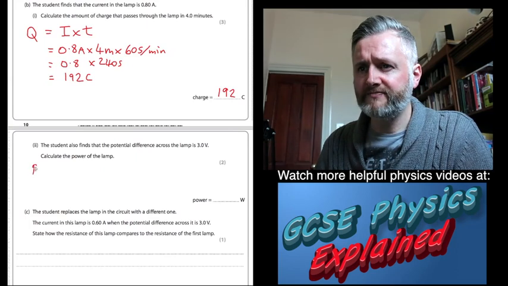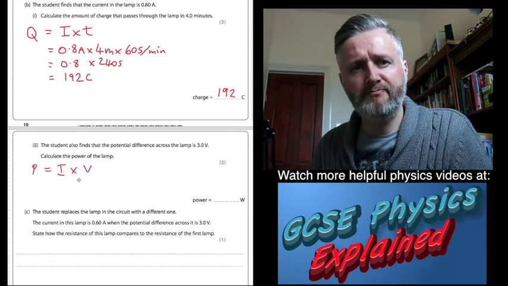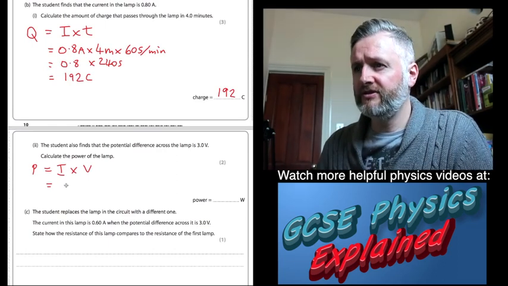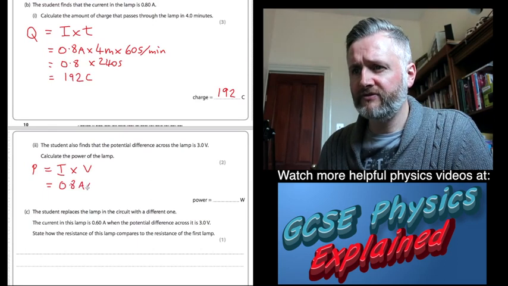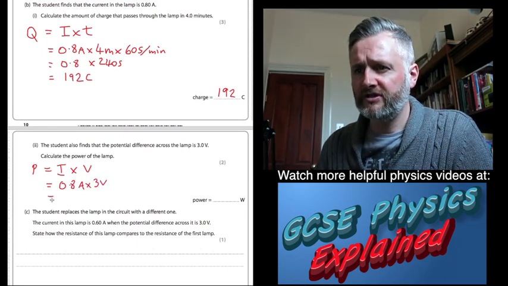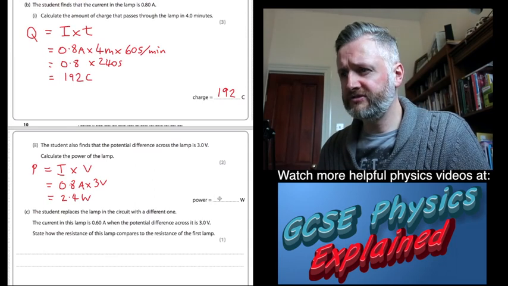Right, well, the power equals the current times the voltage. P = IV. So the current was 0.8 amps and the voltage is 3 volts. So that equals 2.4, and that is power, so that's watts.